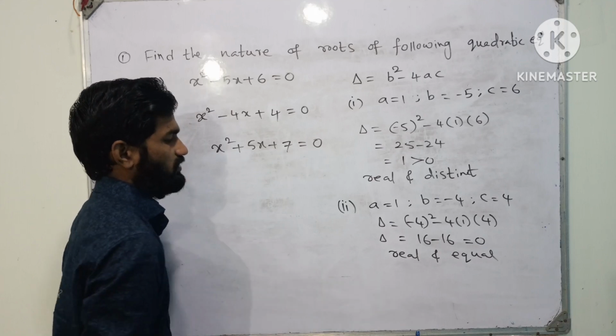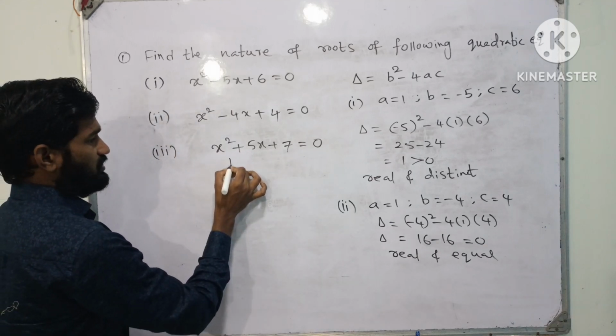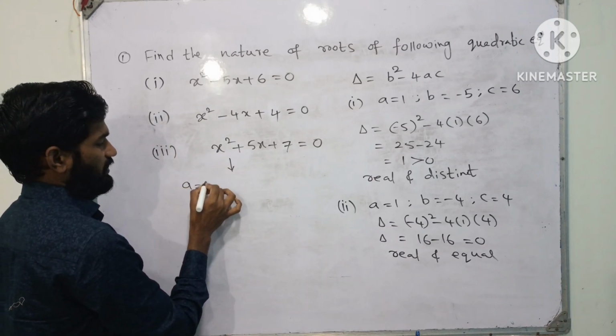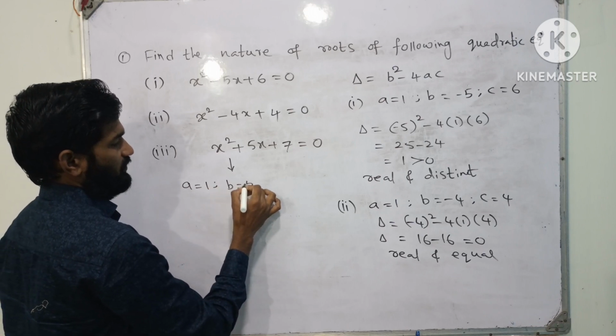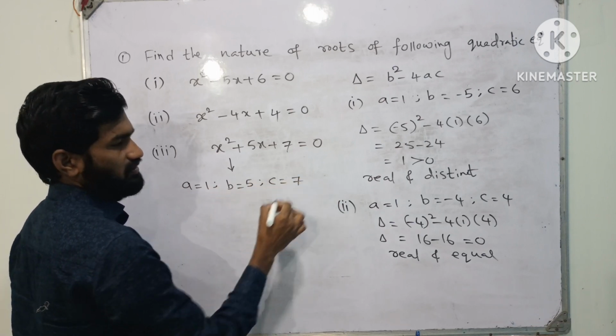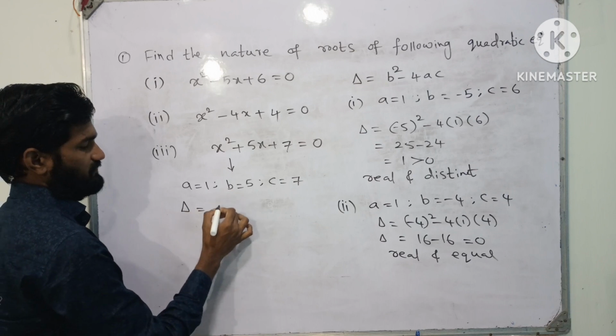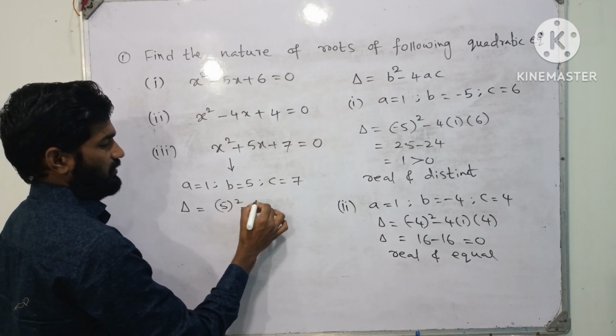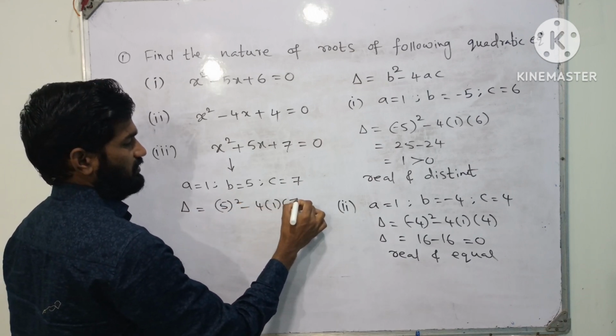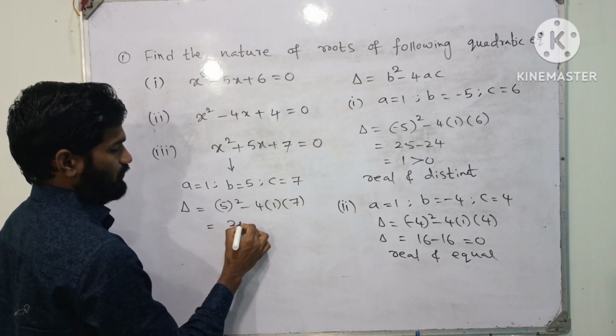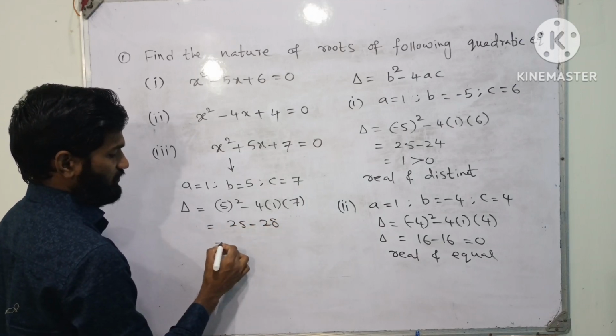Okay, now we'll see the third one, that is this one. What is a value here? A value is 1 and b value is 5 and c value is 7. Again discriminant, b square minus 4ac. 5 square minus 4ac, which is nothing but 25 minus 28, which is minus 3.